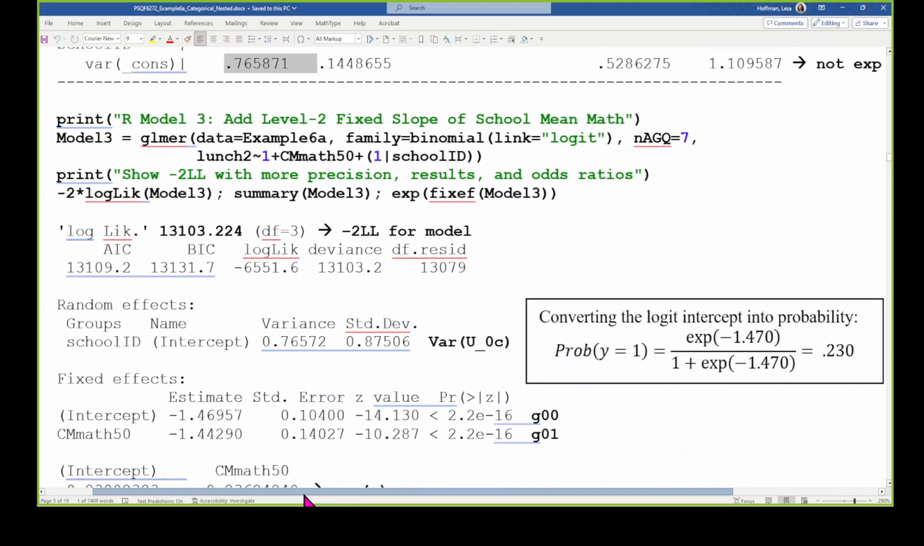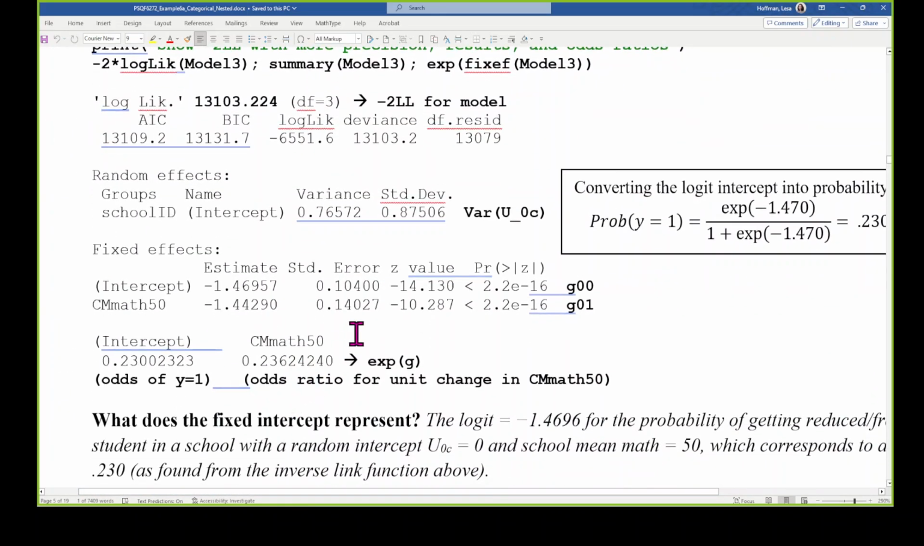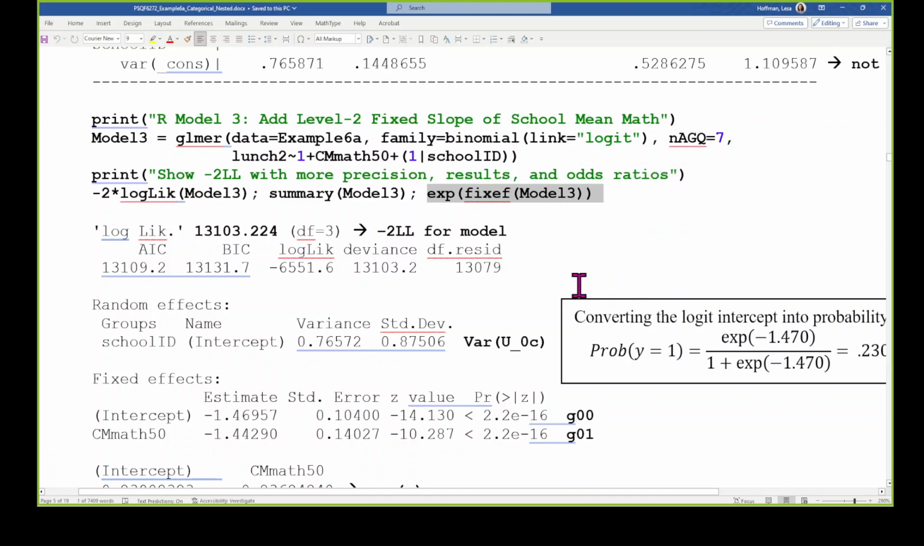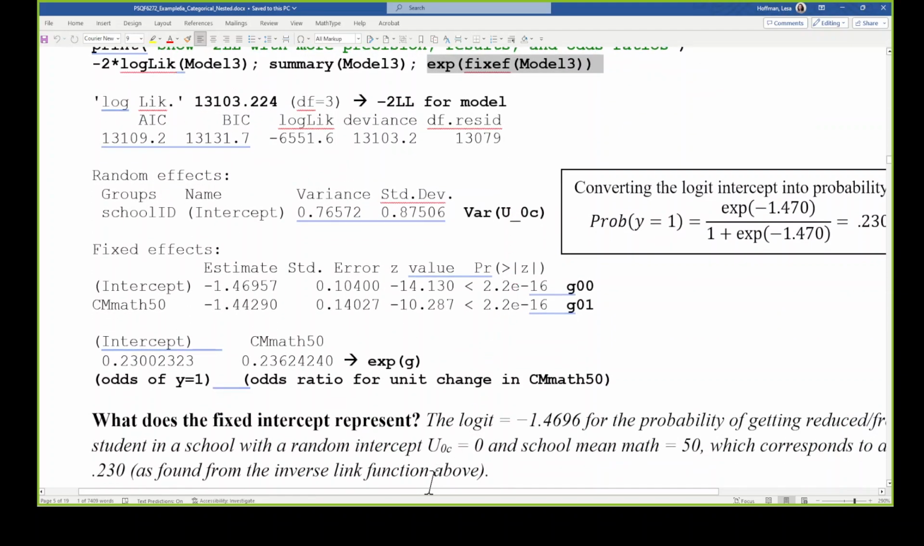In R, same information in terms of the slope and intercept and logits. I did this to exponentiate the solution and get odds ratios, e to the internally stored results. And so those match what we have here.